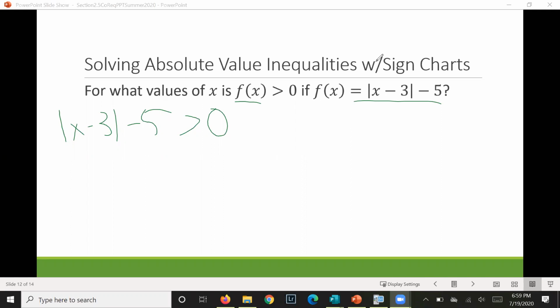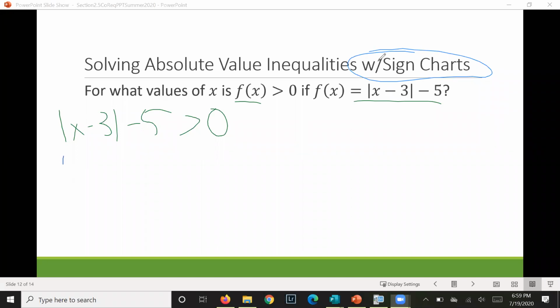For those of you who've maybe learned about how to solve inequalities involving absolute values before, you might know a different way to do this, but I'm going to use something called a sign chart, which is actually going to be a useful technique to learn because we use it again later on in calculus. So it's a good one to learn here.